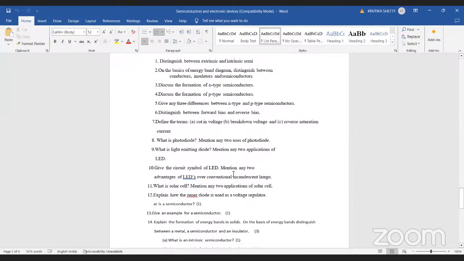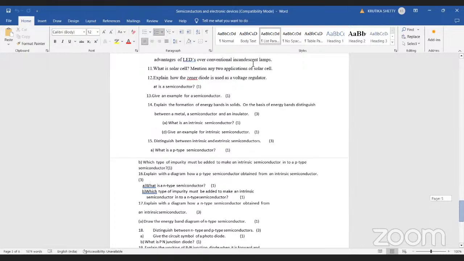That is, give the circuit symbol of LED. Mention any two advantages of LEDs over the conventional incandescent lamps. Okay. So till here we have completed in the last class. So let us continue with the next question. The question number 11. What is solar cell anta aita?